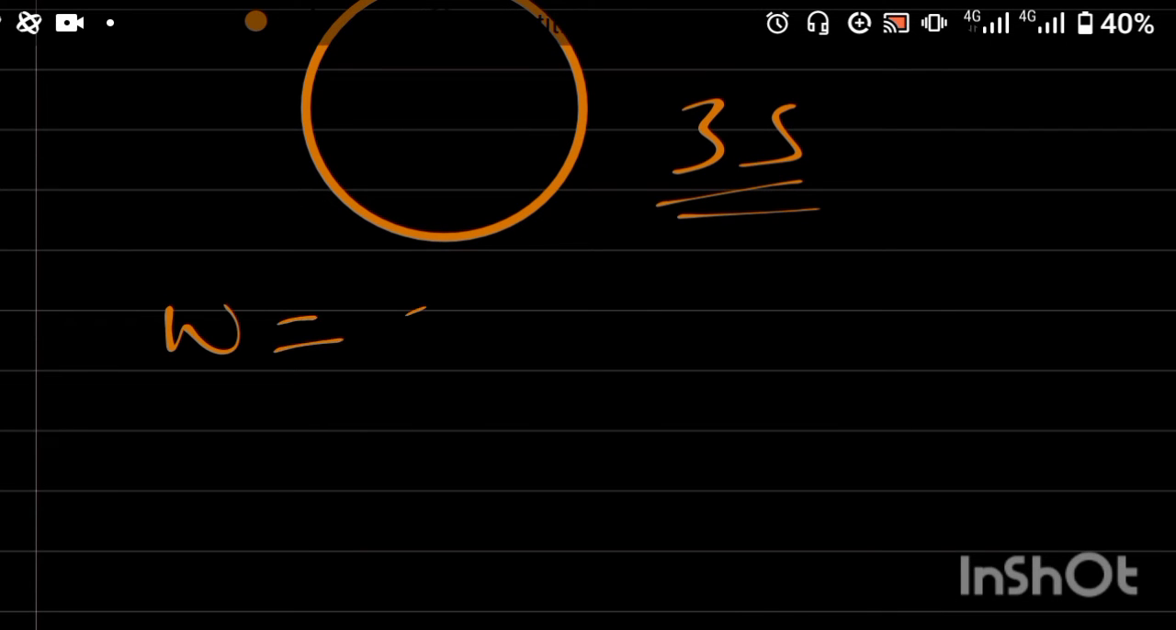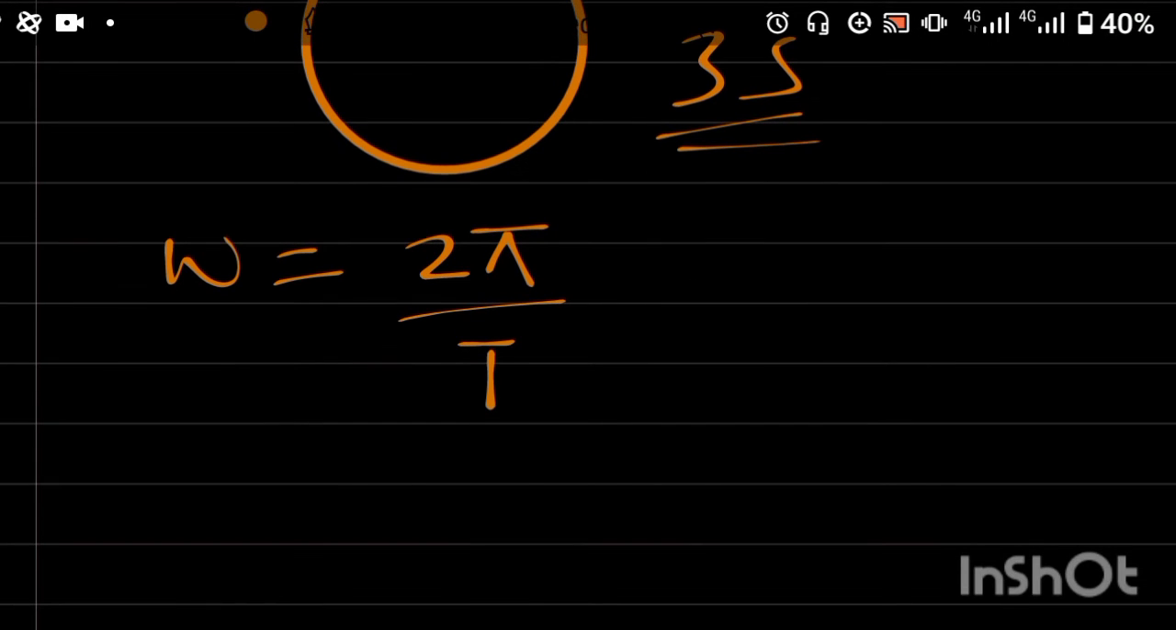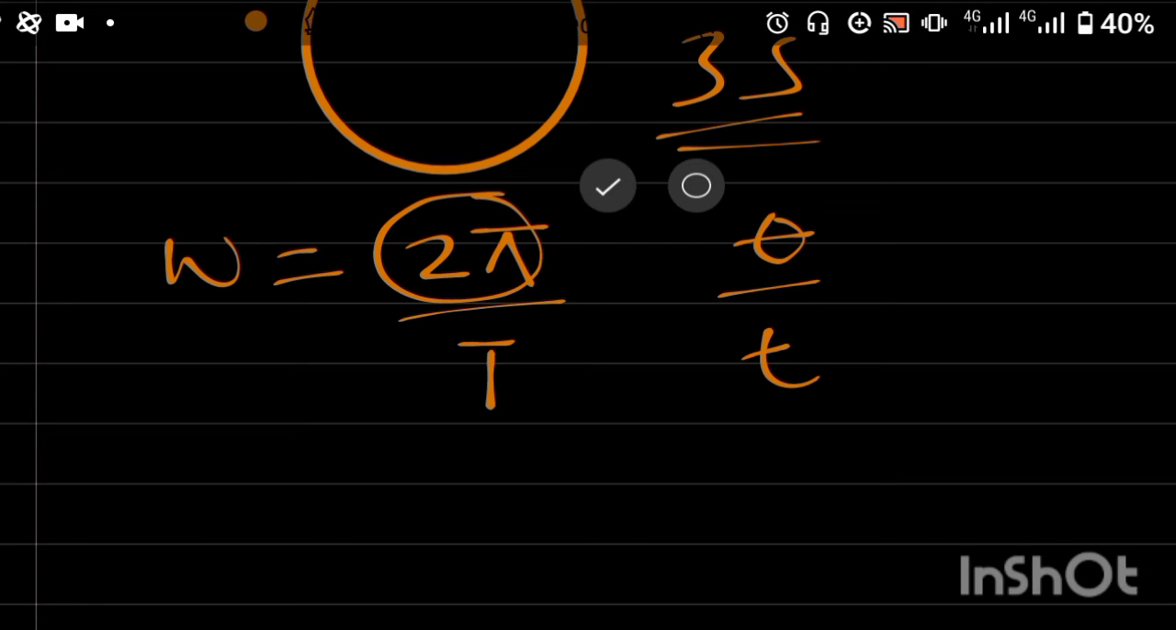We have omega is equal to 2 pi over the period. Because we know that omega is equal to theta over time. But one revolution is 2 pi. Don't forget, one revolution is 360 degrees. So one revolution is the same thing as 2 pi. And if it is one revolution, that means that is a period. The time taken to complete that one revolution is a period. Therefore, omega is equal to 2 pi over period.